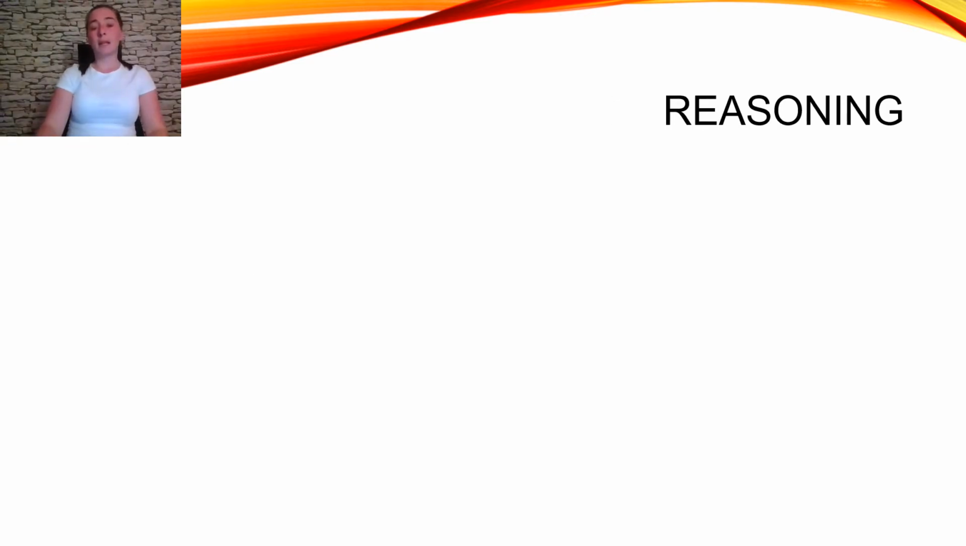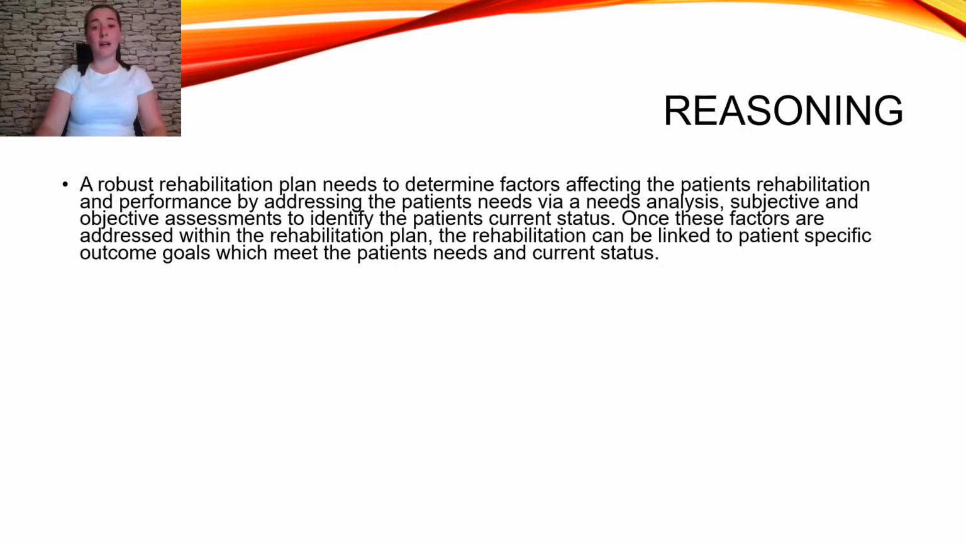A robust rehabilitation plan needs to determine factors affecting the patient's rehabilitation and performance by addressing the patient's needs. As I mentioned in the previous slide, this is by a needs analysis. Also, a subjective and objective assessment to identify the patient's current status. Once these factors are addressed, this can be linked to patient-specific outcome goals which meet the patient's needs and current status.